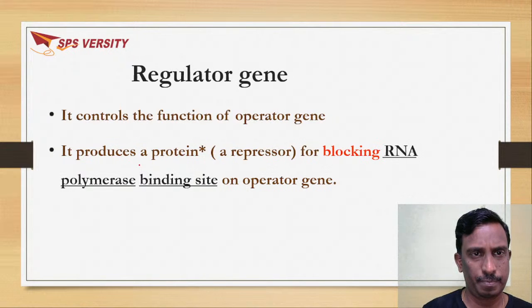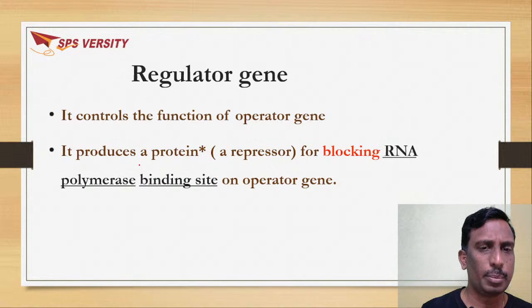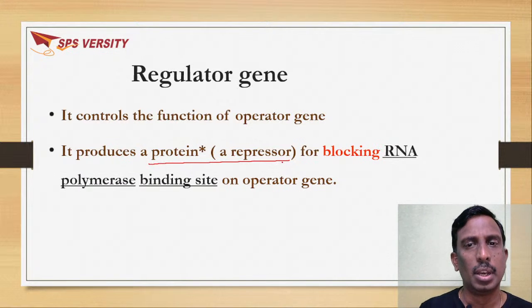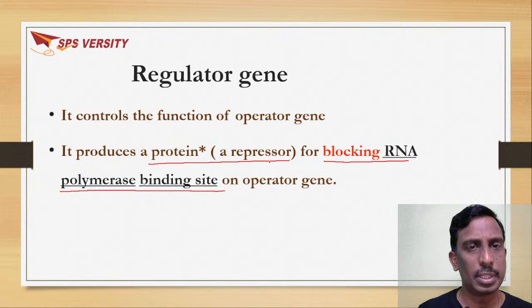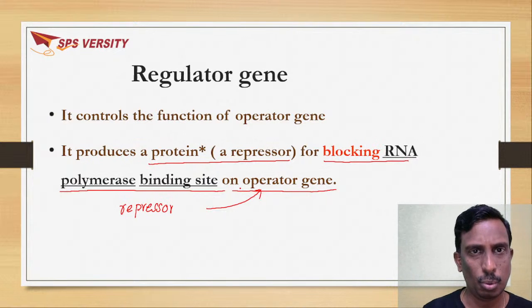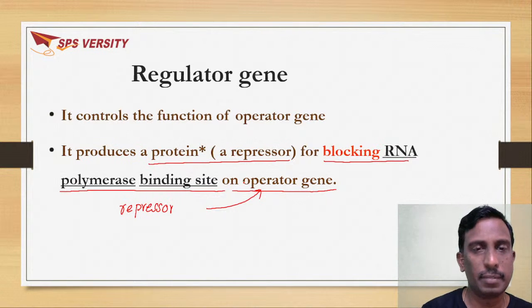What is the regulator? A regulator produces a protein, and that protein is called the repressor, which blocks RNA polymerase. This protein, synthesized from the regulator gene, attaches to the operator. That is, the regulator gene will code for a protein, the repressor, which attaches to the operator. So the operator, promoter, regulator, and structural genes each have a very specific role.